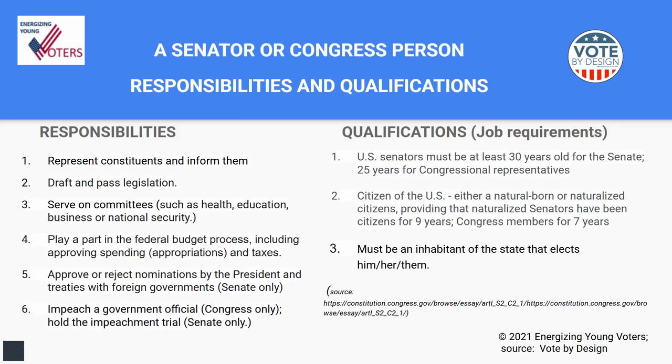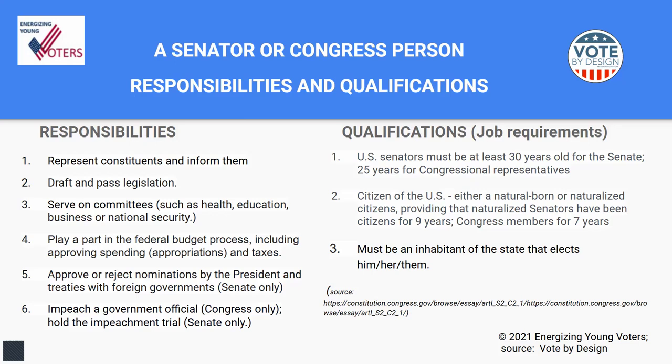The fifth thing is that they have to approve or reject nominations by the president. For example, members of the cabinet. For example, the Attorney General. Anybody who is going to hold a position of power within the president's cabinet needs to be approved by Congress. And the other thing that is true is that the Senate, and only the Senate, can approve treaties that are made with foreign governments, but that is their responsibility.